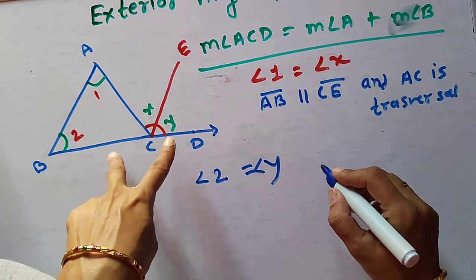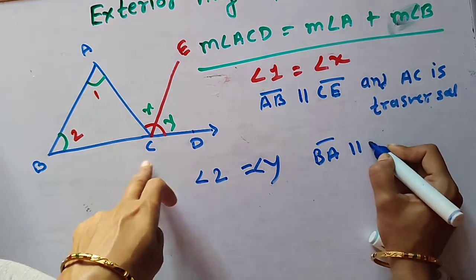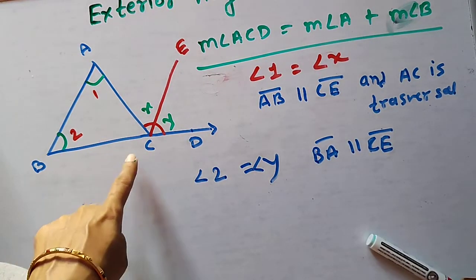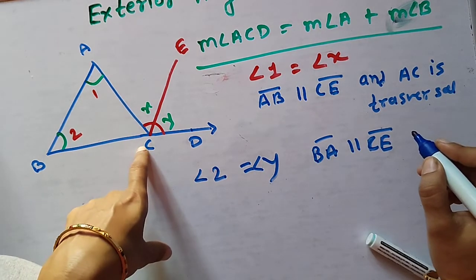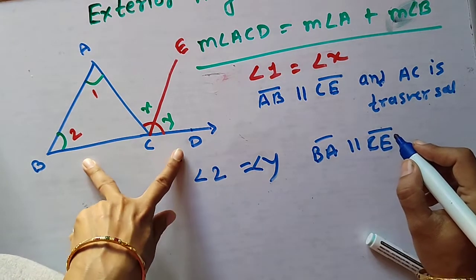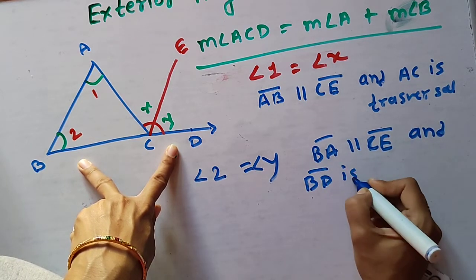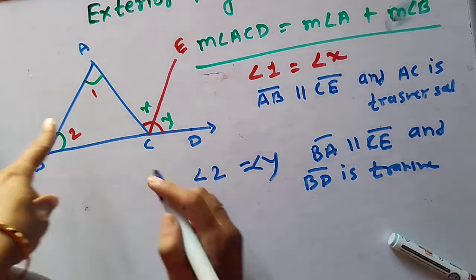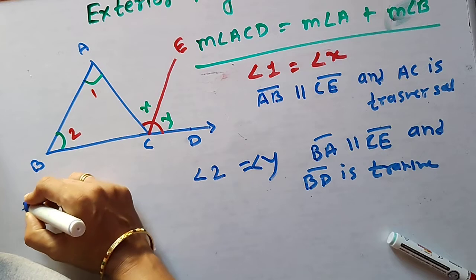See here, again we take the parallel lines BA and CE. Again these two lines are parallel to each other, but the transversal is different. Here the transversal is BD. Suppose we extend this line here.